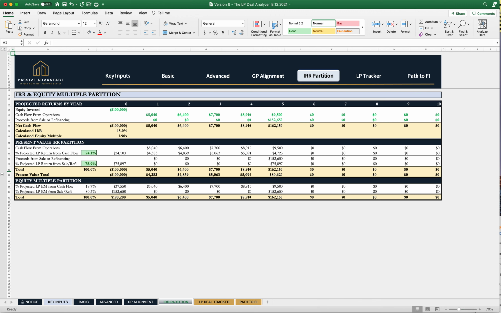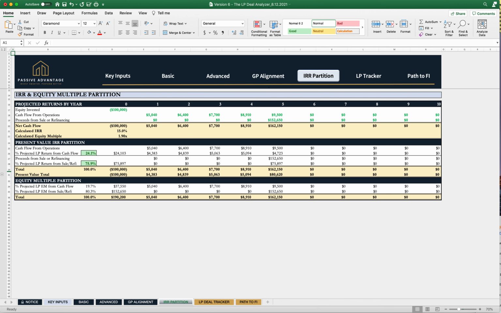In general, deals are thought to be less risky when they have a higher percentage of LP returns that are derived from cash flow versus a sale or refinance. You must keep in mind the deals that have a higher percentage of cash flow will also likely have less upside. So that's the other side of the coin. However, overall, this is an important variable you need to take into consideration depending on your risk profile and tolerance.